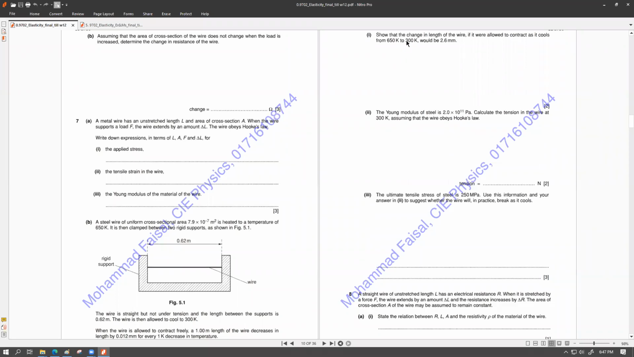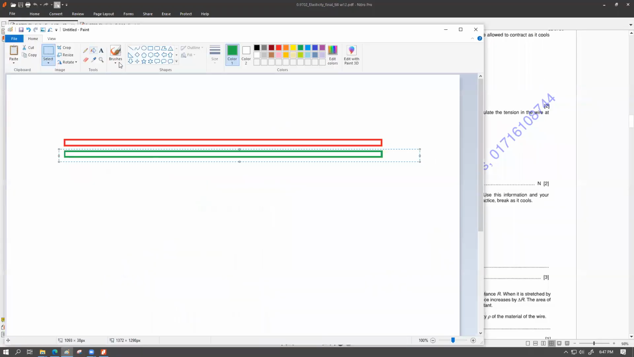We are trying to show that the change in the length of the wire, if it were allowed to contract as it cools from 650 Kelvin to 300 Kelvin, would be 2.6 millimeters. So 2.6 millimeters has to be on the right, as this is what we want to show. So I'm going to write up this information for the unitary method: 1 meter length of wire reduces for 1 Kelvin temperature drop by 0.012 millimeter. That's the first set of information. I put the 0.012 on the right.